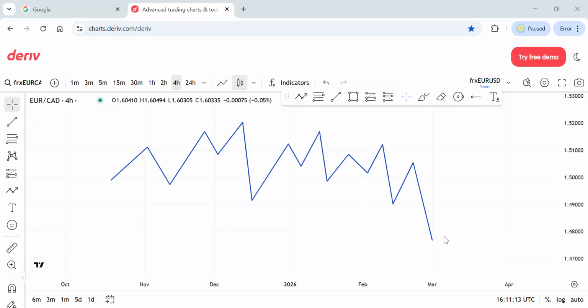What up, guys? I will be showing you the best break of structure forex strategy, because a lot of people confuse CHoCH with BOS. CHoCH is change of character, and BOS is break of structure. Some traders really don't understand what a CHoCH and a BOS is.